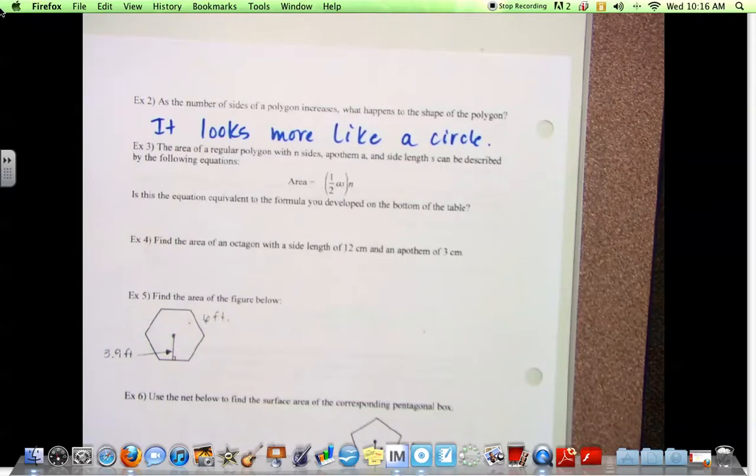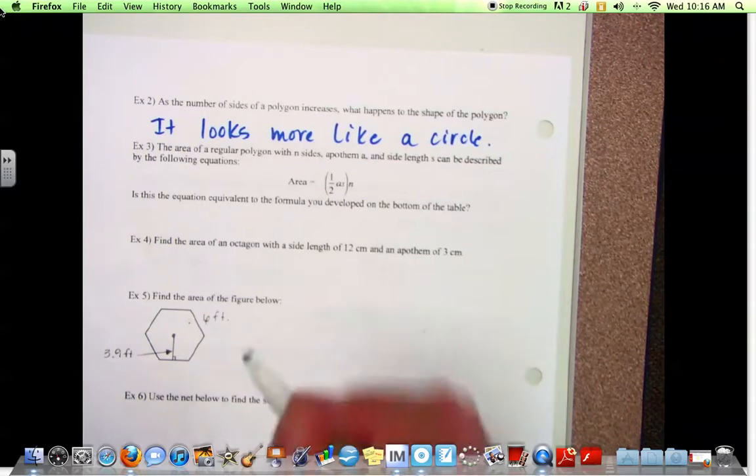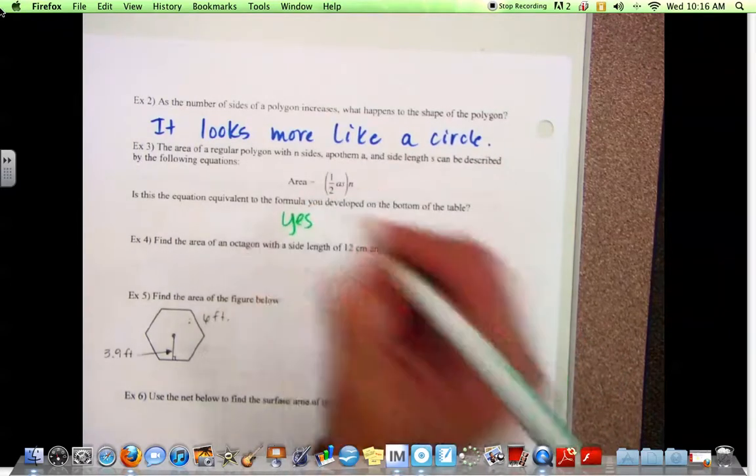The area of a regular polygon with n sides, apothem A, and side length S can be described by the following equation. Area equals 1/2 times A times S times N. Is this equation equivalent to the formula you developed on the bottom of the table? Yes.